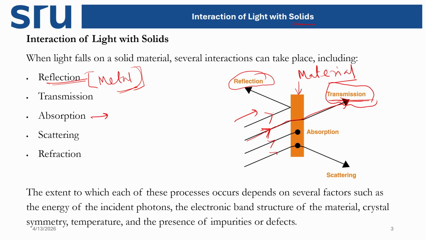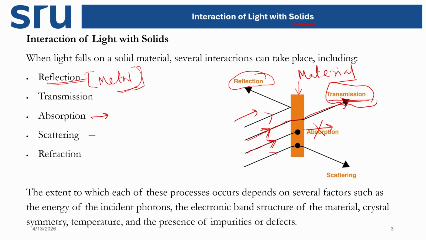Next, what is absorption? The absorption process is that the incoming light comes and the material has a property by which it absorbs the complete light. So it is not going outside of the material, it stays inside the material, and the material absorbs the complete light. That process we call absorption.